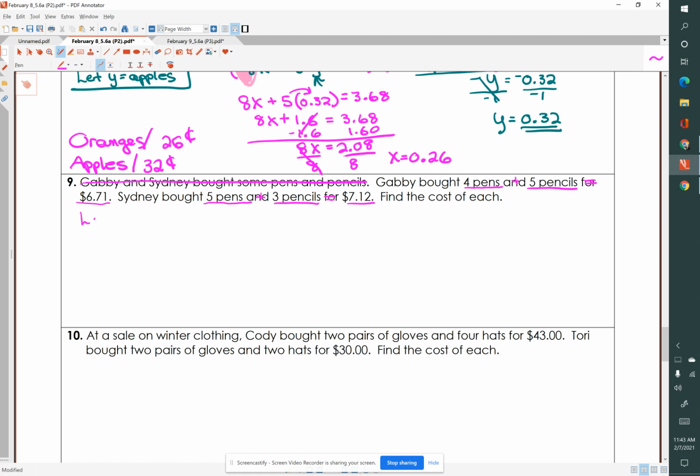What matters is how many they bought and what they cost. So we start with an X box. So let X equal our pens and let Y equal pencils. So we've got 4 pens. Pens is our X. And 5 pencils is $6.71.